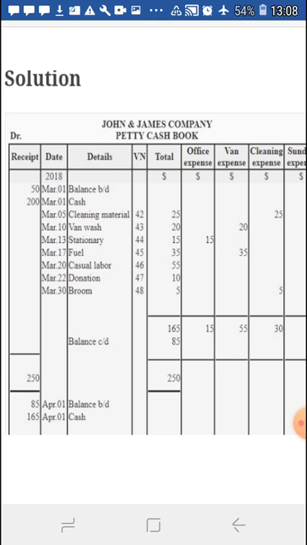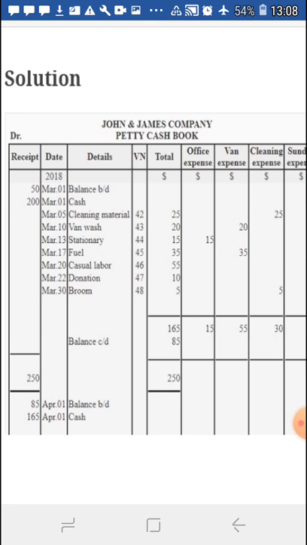So you can see the first column here. We have receipts, that is the amount that was received from the chief cashier. We have 50 naira, that is the balance brought forward, and 200 naira, the amount given. So a total of 200 plus 50 is 250. Do we get that? So we have the date, and the details, the 50 naira balance brought forward, the cash.